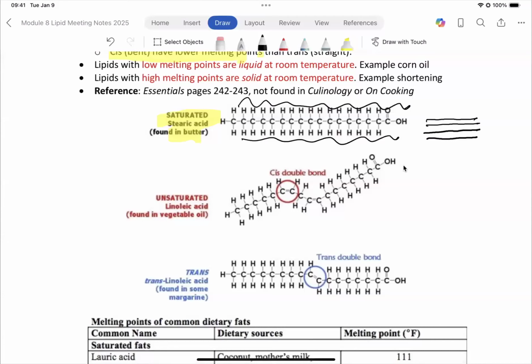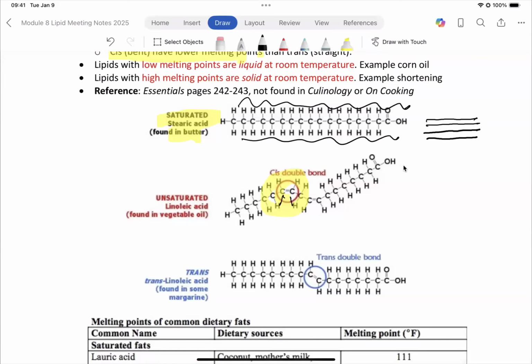But every time there's a double bond, so let's say you have an unsaturated fat, right? And we're looking at this one right here, an unsaturated fat. So there's unsaturated, see, there's two missing hydrogens. There could have been a hydrogen here and one here, but there are not. So there's two missing hydrogens.